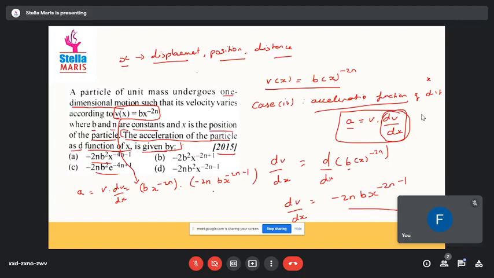Now multiply it. Here is b, here is b. So you'll have minus 2n, and b into b is b squared. So x power minus 2n into x power minus 2n minus 1. We can add the powers. Option A is the right answer. When you add the powers, minus 2n b squared x power minus 4n minus 1. Very good. A is the correct answer.